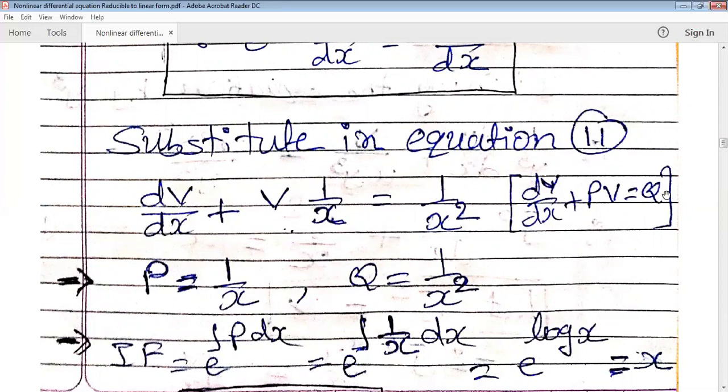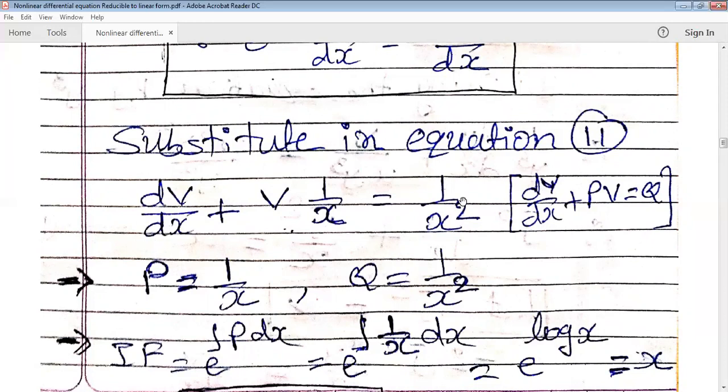See, this is the generalized form of the linear equation in v. So by comparing dv by dx plus p times v is equal to q, your p is what? 1 by x. Your q is 1 by x square.